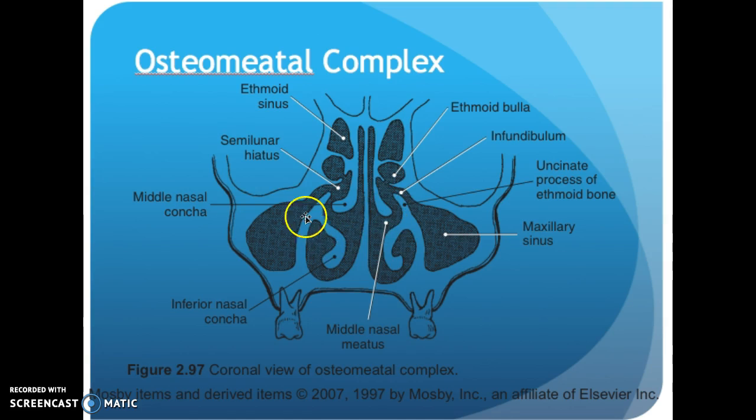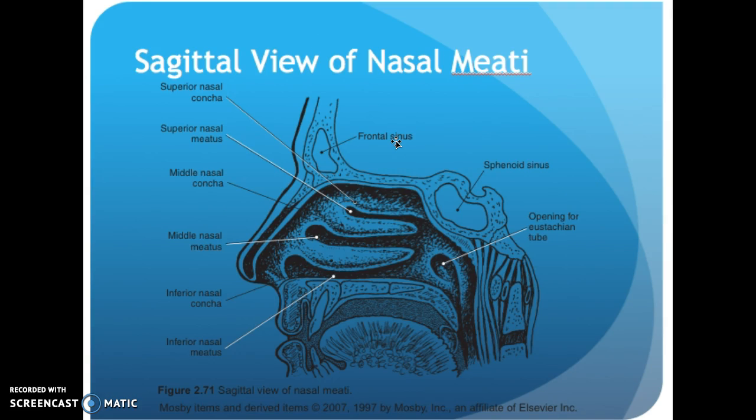Remember that? So coming across here, you have your inferior nasal concha. Remember, concha is the meaty part, and you have your middle nasal concha and your ethmoid sinus up top. This is a sagittal view of the meati coming around your frontal sinus, of course, sphenoid sinus. I wouldn't have you label this station 2, that's too small. So inferior nasal meatus, middle nasal meatus, and your superior nasal meatus. And then we have coming over here is your inferior nasal concha, middle nasal concha.